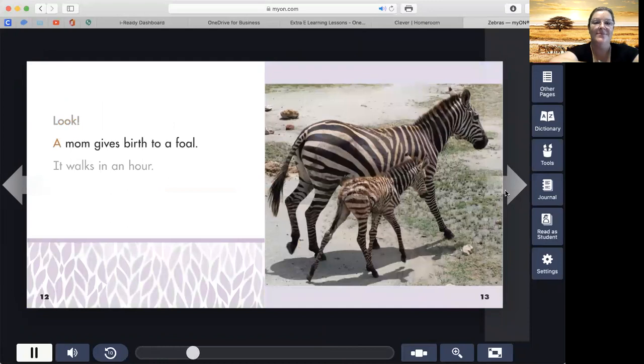Look, a mom gives birth to a foal. It walks in an hour. Wow. So a baby zebra is called a foal.